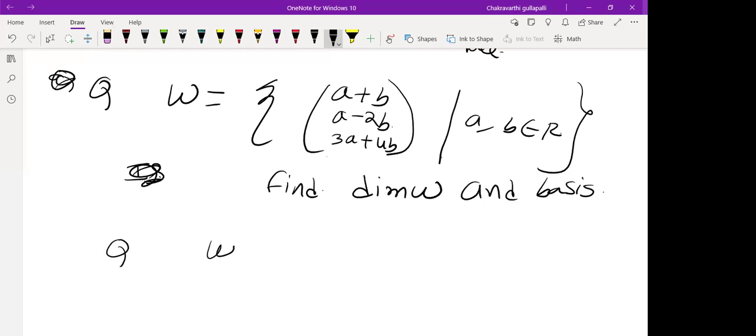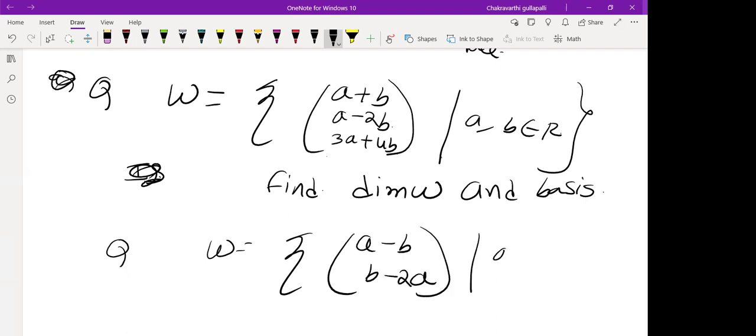Another question. (A minus B, B minus 2...), A, B are real. Then find the dimension and the basis.